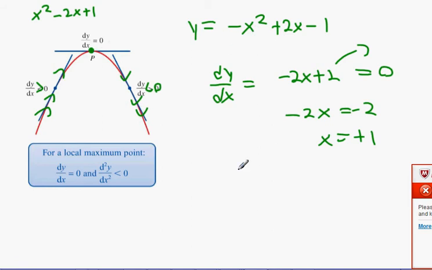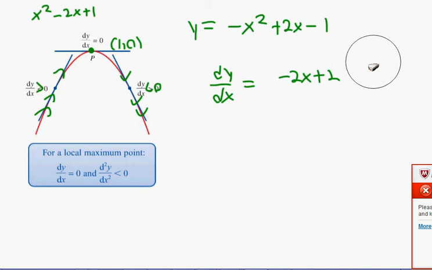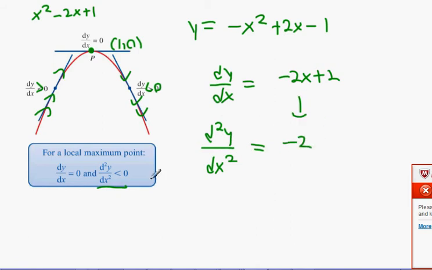Replace x with 1 in the original formula. You're going to get minus 1 squared plus 2 times 1 minus 1, and you're actually going to get y equals 0. So for this question, the maximum turning point is (1, 0). Now, you might be asked to prove it's a maximum point and not a minimum point. To do this, differentiate a second time, and what we get is minus 2. Minus 2 is smaller than 0, hence it is a maximum point.